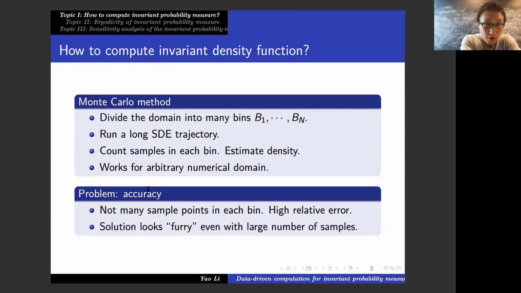If you use some kernel density estimator, it can improve a little bit, but you should always expect some very visible error if you run Monte Carlo to compute something like the invariant density. The solution looks very furry, with lots of local fluctuations, even if your sample number is large enough.